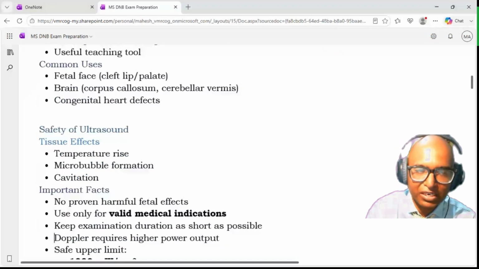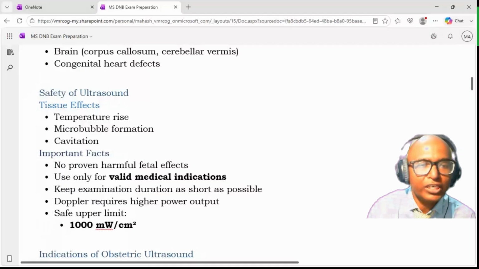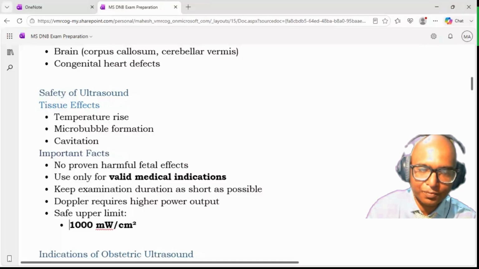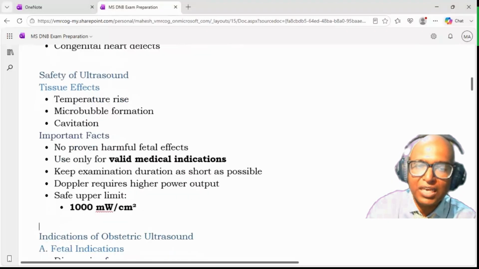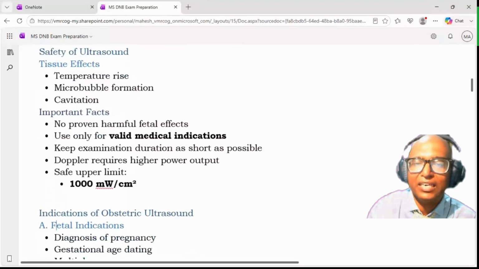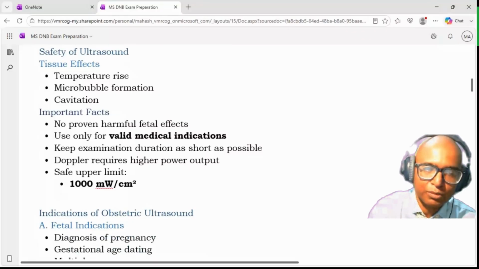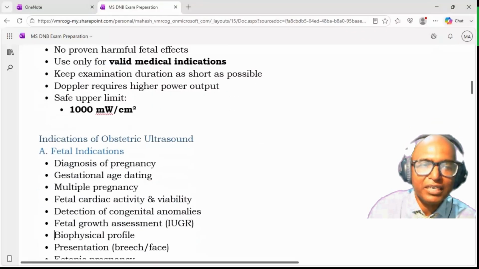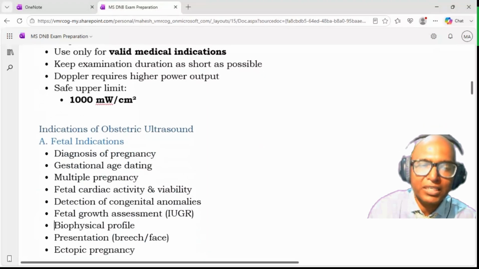Then what is the safety of ultrasound? That also you should mention. So tissue effects: normally there is a temperature rise, microbubble formation, and cavitation. There are important facts about safety. There is no proven harmful effect, that you should highlight. Use only for valid medical indications. Keep examination duration as short as possible. Doppler will require higher power output. So the safe upper limit is 1000 milliwatt per meter square.